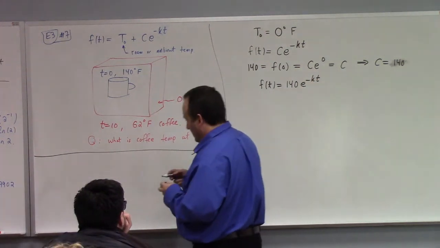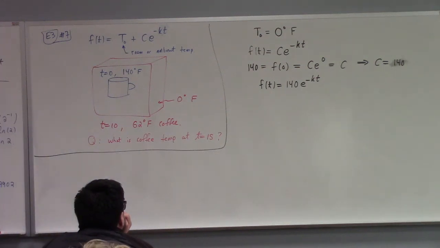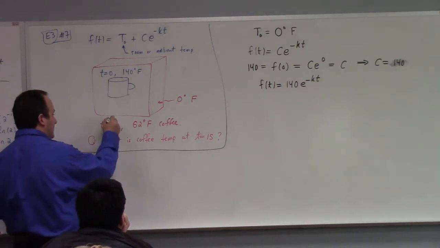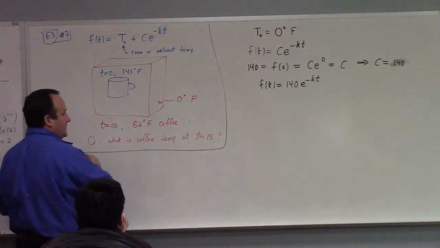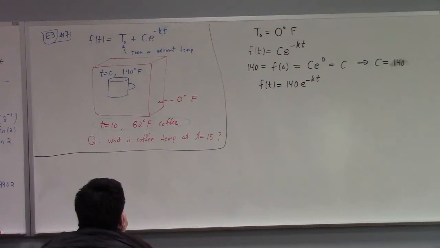All right, so I've used the freezer temperature being 0. I've used that the initial temperature was 140. What piece of data have I not used yet? Right, I have not used the coffee being 62 degrees after some time. So that's the remaining piece of the puzzle here. So how do we use that? How does that translate into the model that's given?